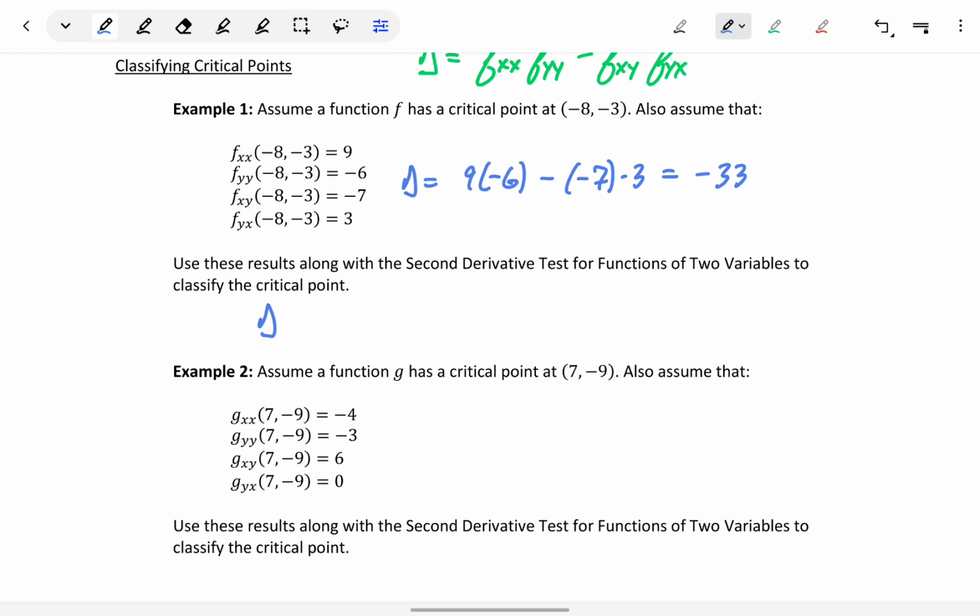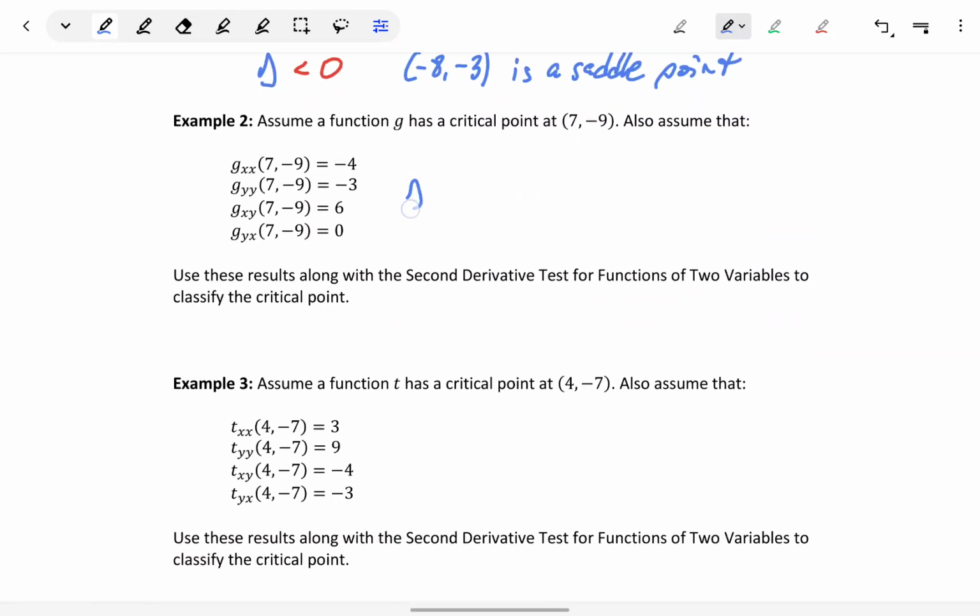In this case, our value for D is less than 0. We have a negative result, which tells us that (-8, -3) is a saddle point, meaning that critical value is neither a local maximum nor a local minimum.